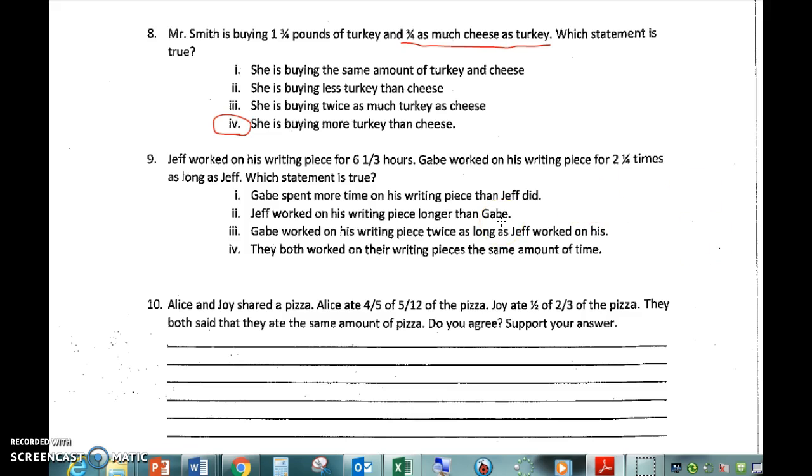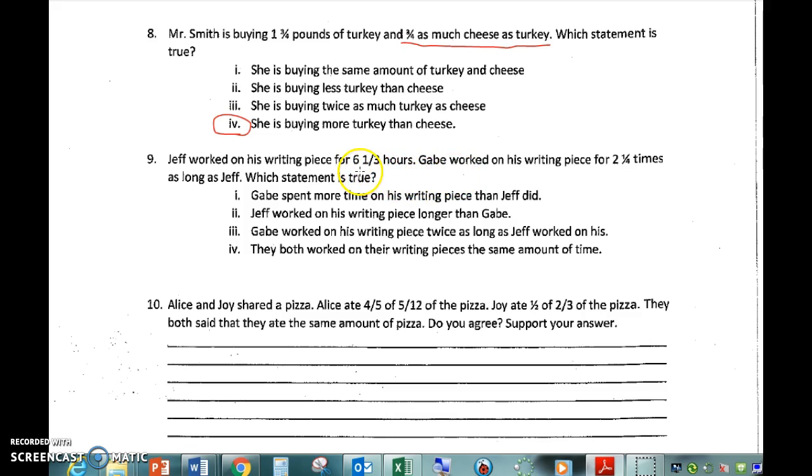Moving on to number 9. Jeff worked on his writing piece for 6 1/3 hours. Gabe worked on his writing piece for 2 1/4 times as long as Jeff. Which statement is true? Give it some thought. I'll be back when you come back. Okie dokie, welcome back. Here we go.